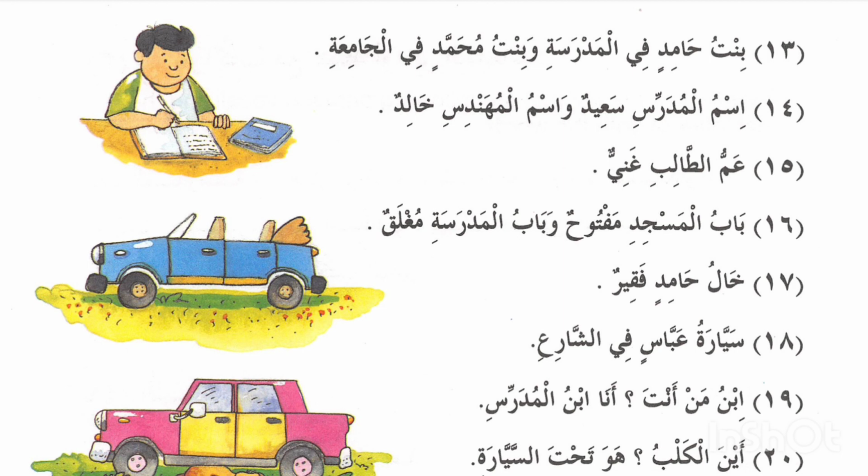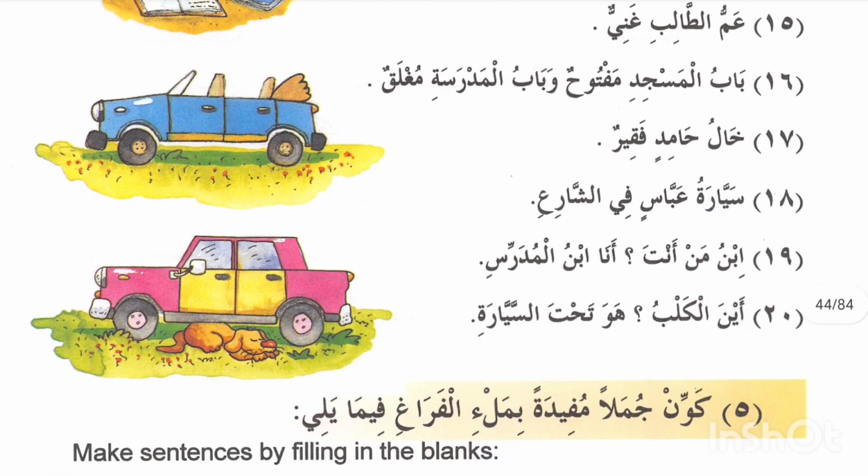Ibn Man anta? Whose son are you? Ana Ibnul Mudarris. I am the teacher's son. Ain al-Kalb? Where is the dog? Wa tahtas sayyara. It is under the car.